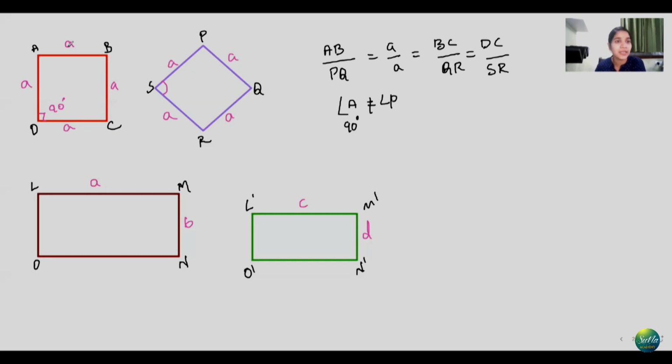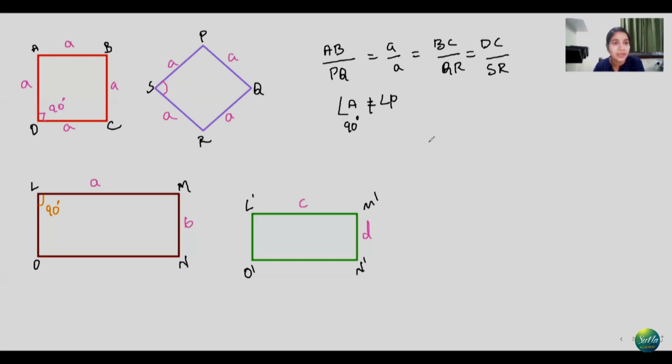Now let us discuss whether a square and a rectangle are similar or not. When we are talking about a square and a rectangle, we know that both have 90 degree angles for all the corresponding vertices. Now, what do you say about the corresponding sides?